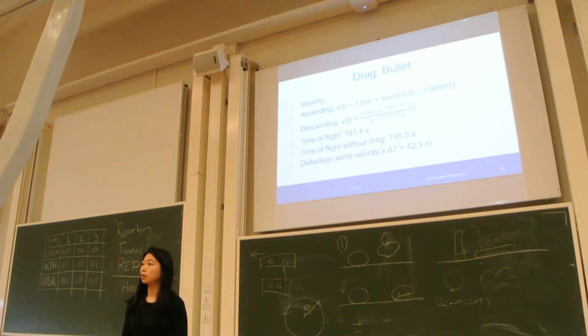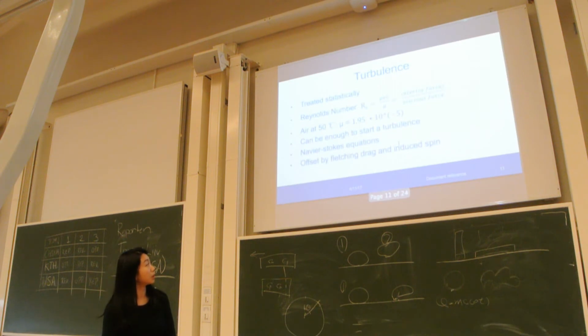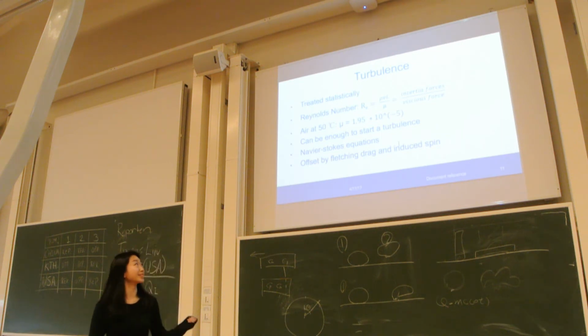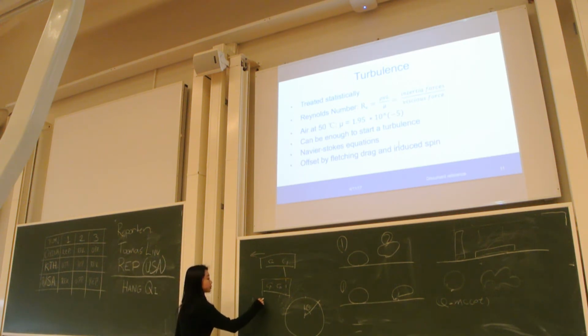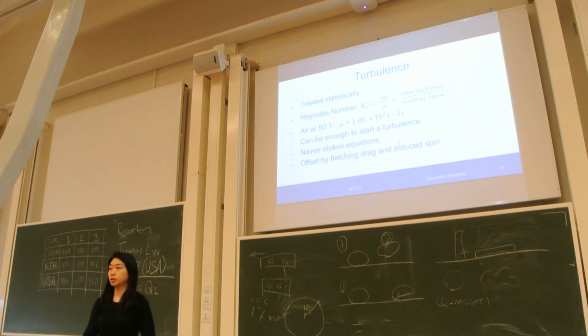Could you turn to page 11? Why would you consider the air temperature to be 50 degrees centigrade? That's just because I gathered the data. I found the data online, and they gave me this data. Actually, I have other data. As temperature decreases, mu tends to decrease as well. I think at 20 degrees it's 1.7 times 10 to the negative 5. So it doesn't really change by much.